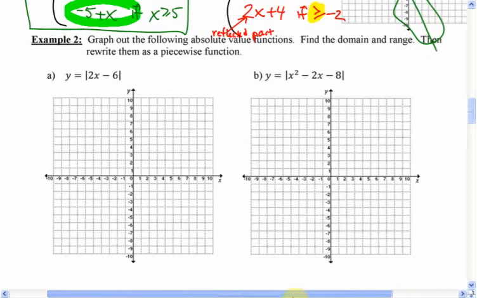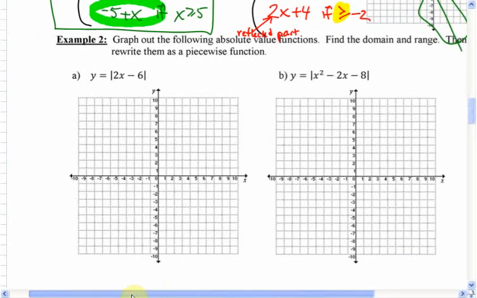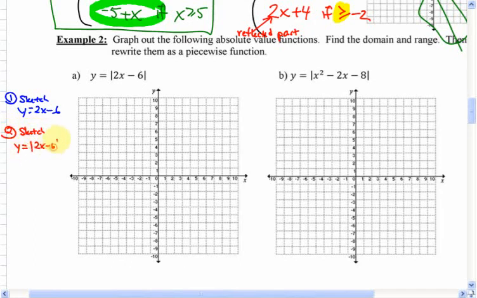Okay, so once again, if you're not too sure how to start this off, may I suggest you do the following. I want you to sketch out y equals 2x minus 6, and then afterwards, I want you to sketch out the absolute value. Then from there, let's see if you can answer the questions, domain and range, and find the piecewise function. Okay, please try this on your own.